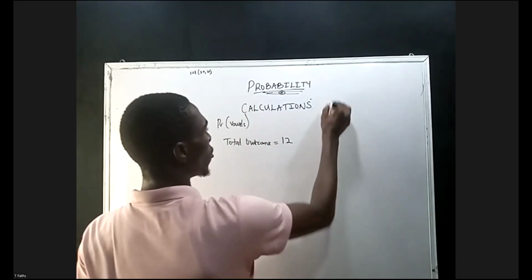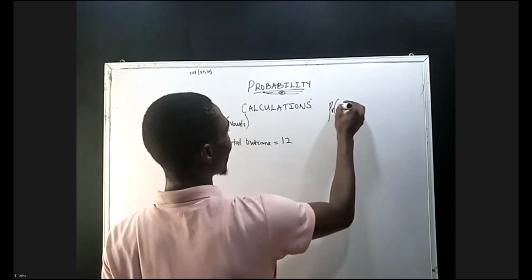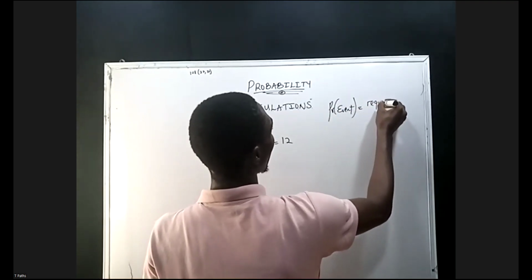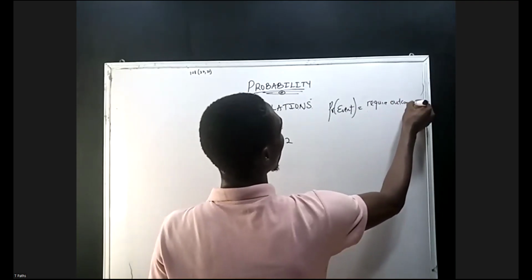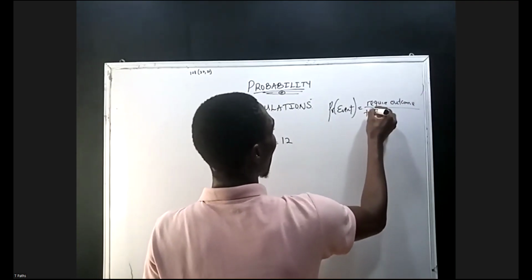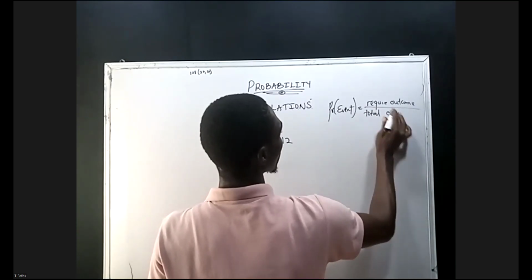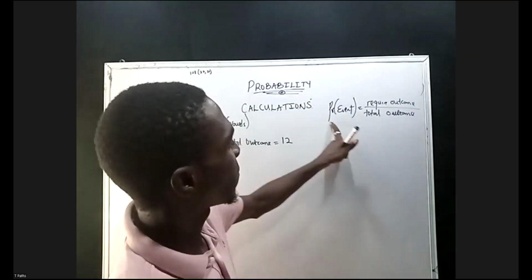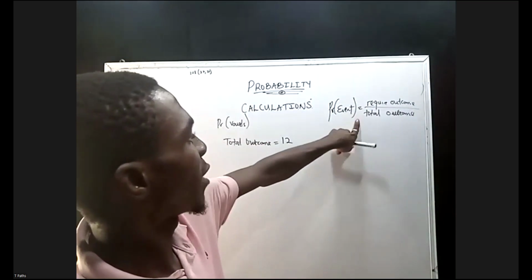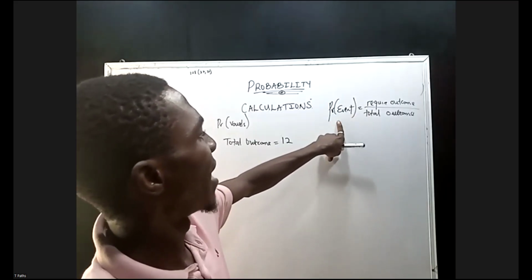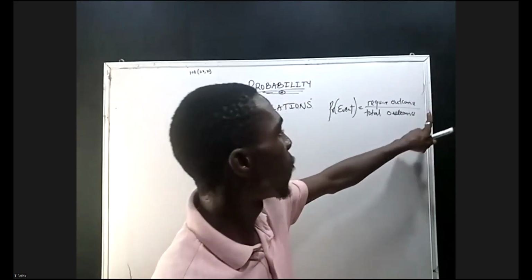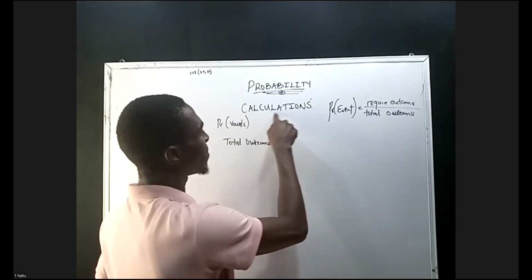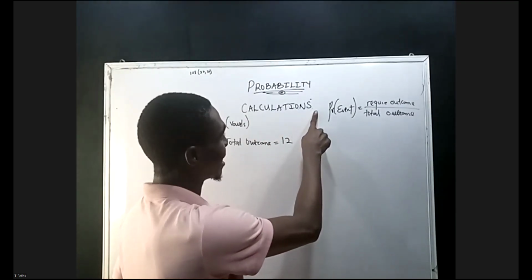Now, take note. Probability of an event equals required outcome over total possible outcome. This question has helped us to define this formula. Take note of this formula: the probability of an event will always be the required outcome over the total outcome. For this question, the total outcome is the number of letters present in this word.